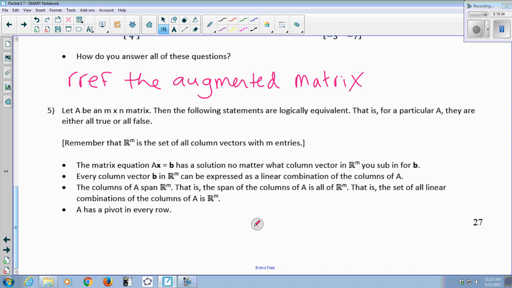And the quickest way to answer any of those questions is to look at your pivots. If there's a pivot in every row, then all of those questions are yes. Because if there's a pivot in every row, you'll never get 0 equals a number. So that pivot prevents that from happening.